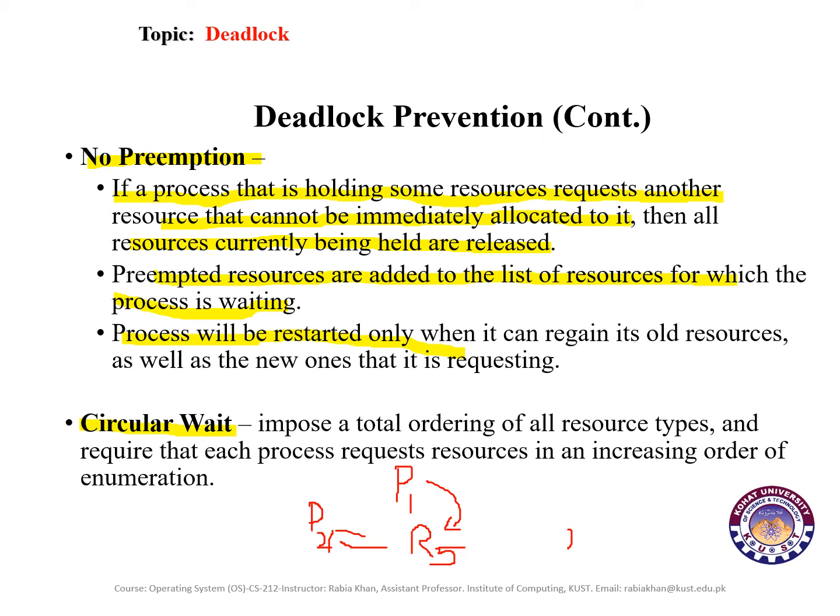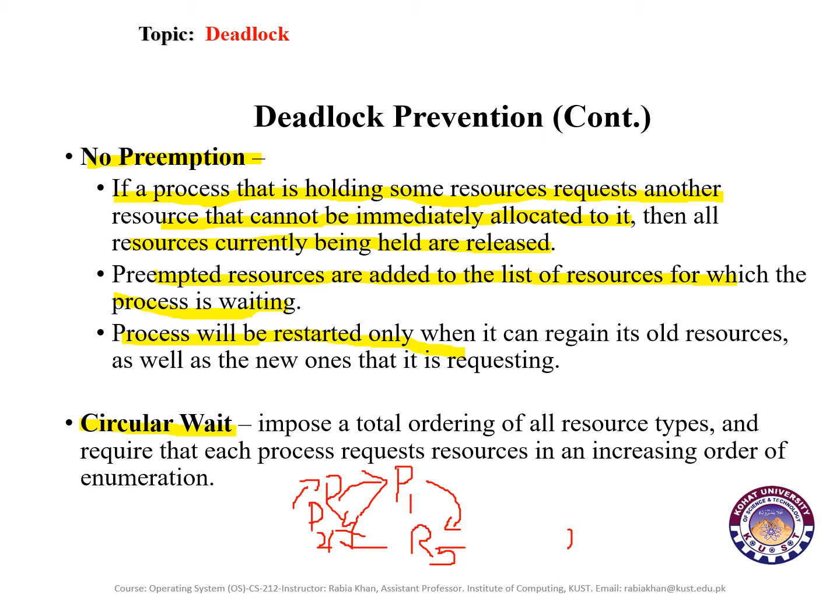So if P2 is assigned resource number 5, but P2 is requesting a resource which is lower than number 5, for example, resource number 4 which is assigned to P1. Now P1 is going in correct order. It is holding resource 4 and requesting a resource higher than 4, which is R5. But P2 is the one which is going in reverse order.